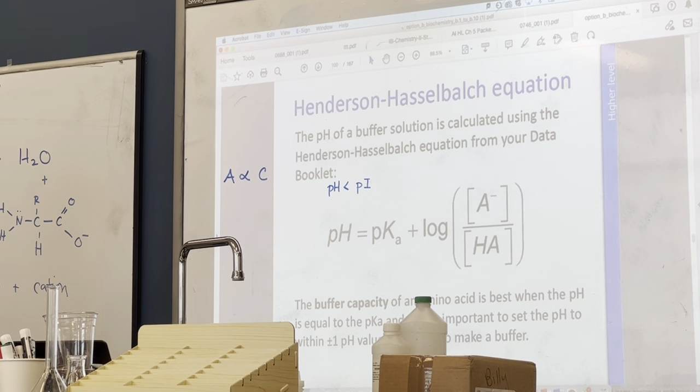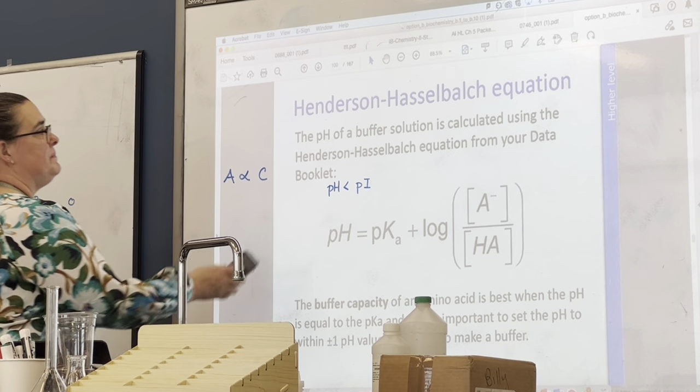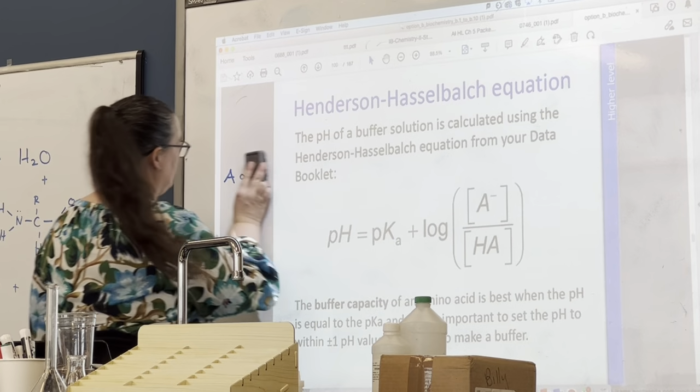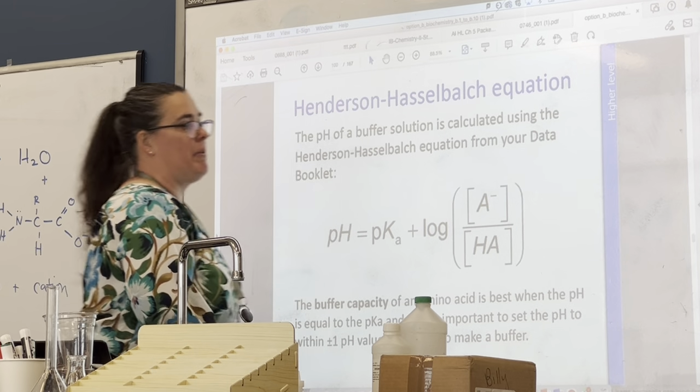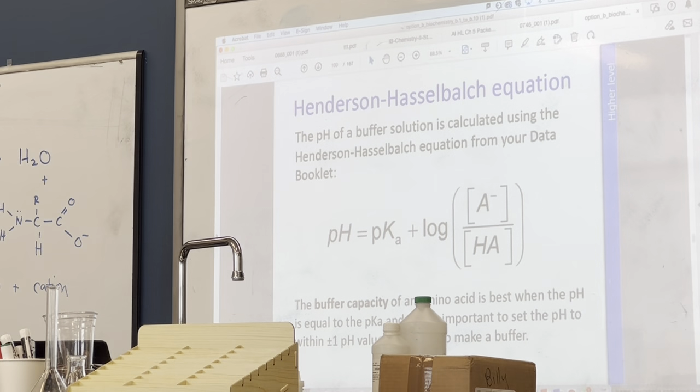So this is that very popular Henderson-Hasselbalch equation. I want to remind you where we get it from. So let's go back in time to topic 18. And remind ourselves that ethanoic acid is a weak acid.